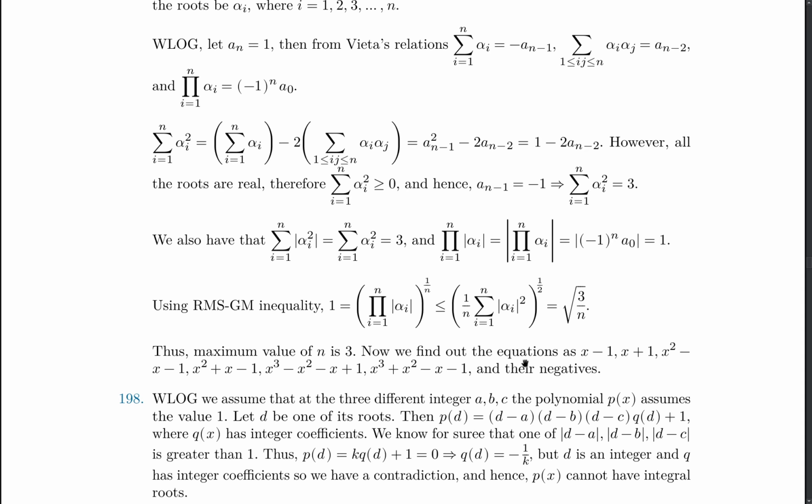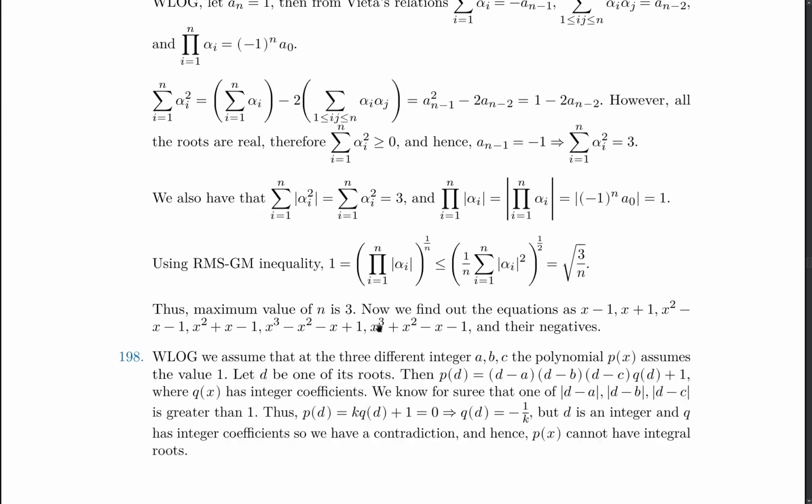So we find the equations as x minus 1, x plus 1, x square minus x plus 1, x square plus x minus 1, x cube minus x square minus x plus 1, x cube plus x square minus x minus 1, and their negatives are the polynomials which will satisfy this condition.